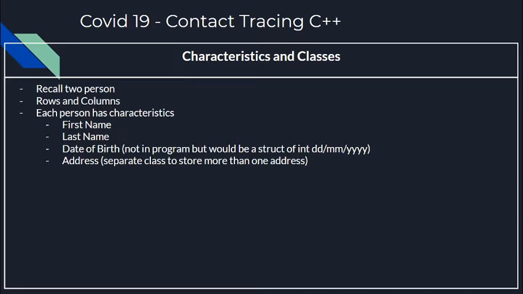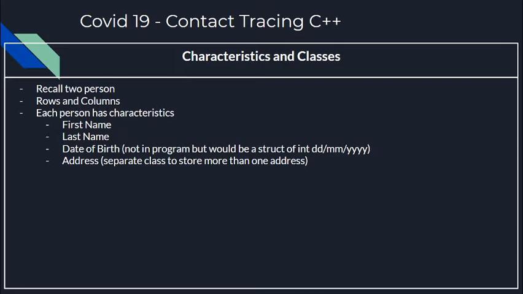Now each person, whether the person being contacted or the person doing the contacting, has characteristics, and these are some basic characteristics that I have in this program. I have the first name, last name. You can have a date of birth. It's not in the program, but if I were to put it in, it'd probably be a struct of integers. That's all the date really is: an integer of day, an integer of month, and an integer of year.